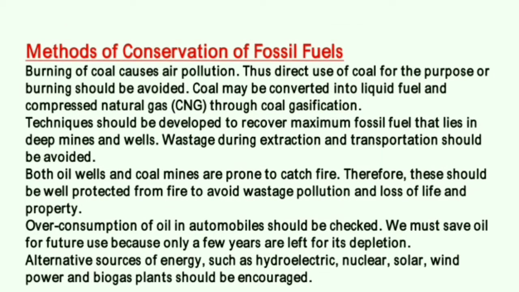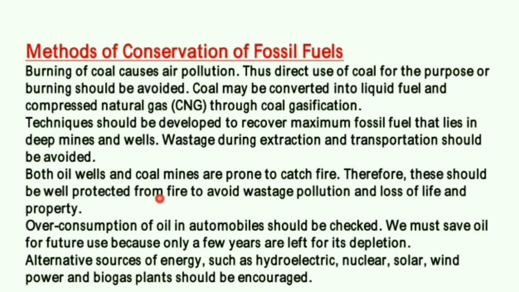Methods of conservation of fossil fuel. Burning of coal causes air pollution. Thus, direct use of coal for burning should be avoided. Coal may be converted into liquid fuel and compressed natural gas through coal gasification. Techniques should be developed to recover maximum fossil fuel that lies in deep mines and wells. Wastage during extraction and transportation should be avoided.